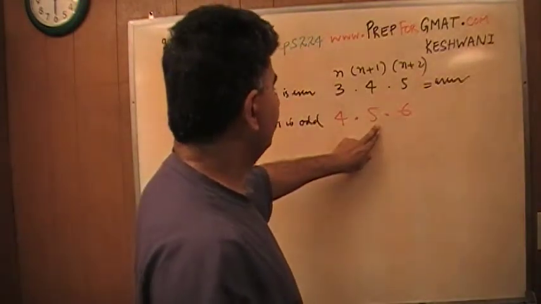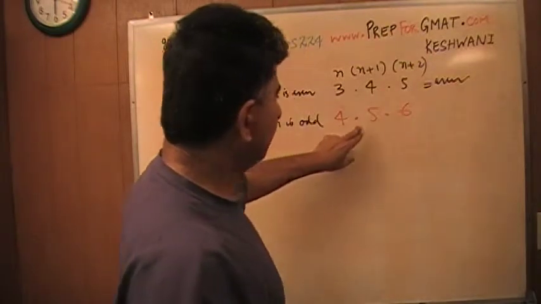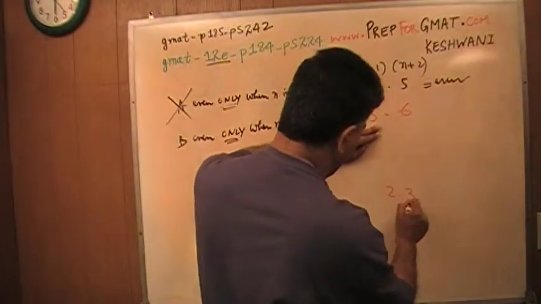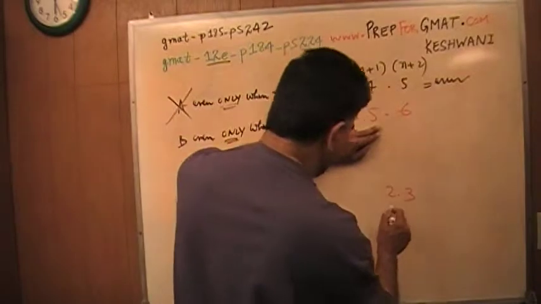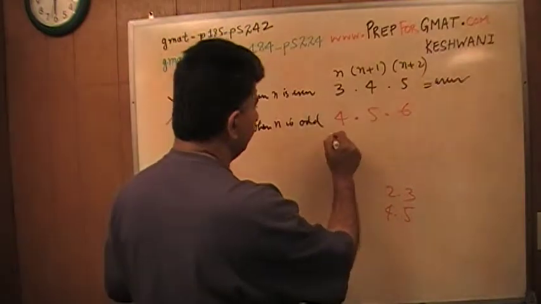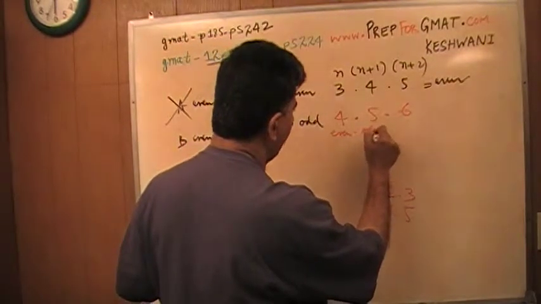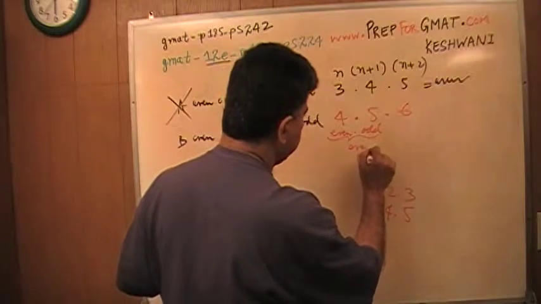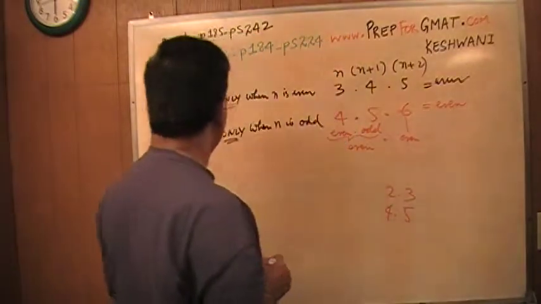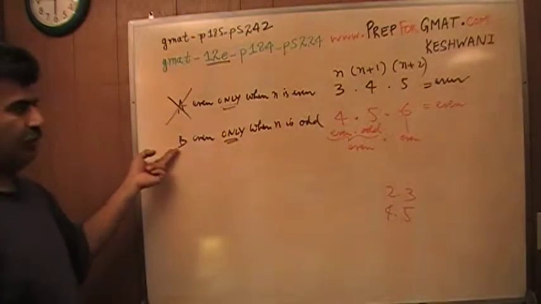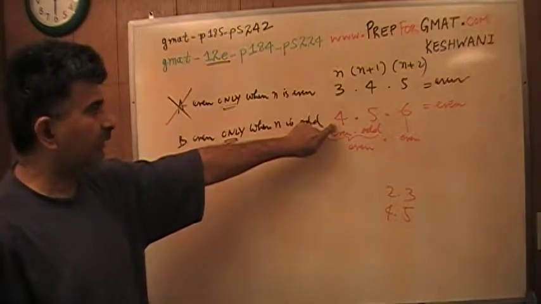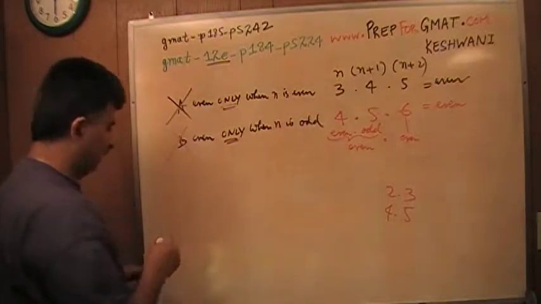4 times 5 is, you see, an even number times an odd number will always give you an even number. So this is even times odd, which is going to give me even, times this even number. Of course it's going to be even. But answer choice B claims that this quantity can be even only when n is odd. N is not odd, n is 4. I plugged in 4 for n. This is nonsense.